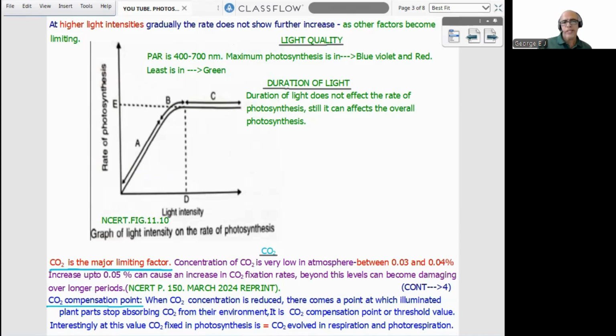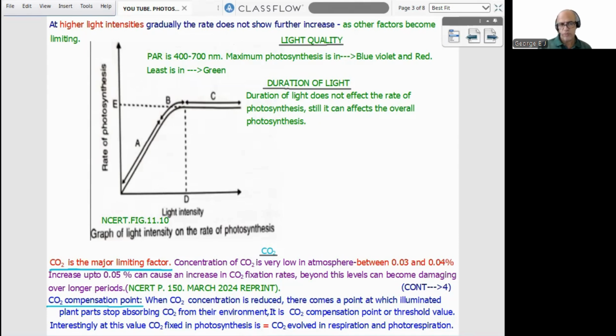Now, next term is light quality. Again, PAR, that is ranging between 400 to 700 nanometer. You'll be remembering maximum photosynthesis under blue, violet, and red. Minimum is in green. Next is duration of light. Duration of light normally does not affect the rate of photosynthesis, but it can have some effect in overall photosynthesis.